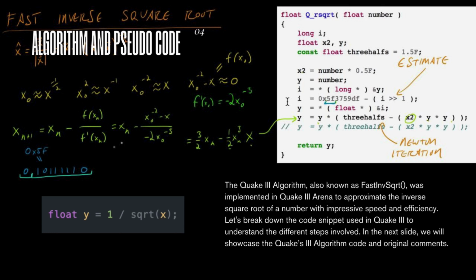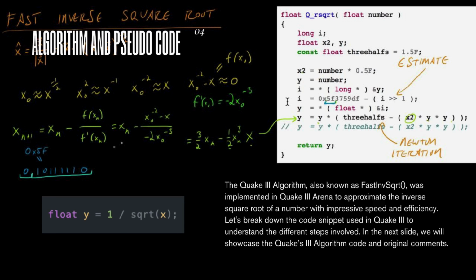Now checking out the code of the algorithm, if I had to write a piece of code that would calculate the inverse of a square root, this is how I would do it. You can see on the bottom left corner of the slide, here I'm using the C programming language, the same programming language used for Quake 3.